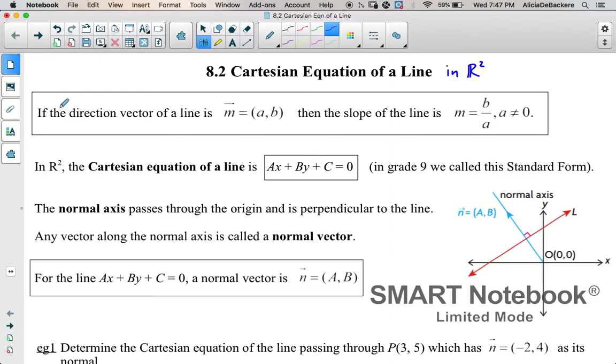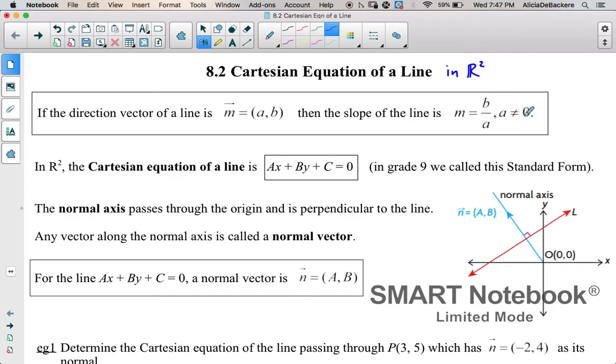So the first thing we're going to talk about is the slope of the line. If I'm given the direction vector, and we talked about direction vectors in 8.1, so if you can't remember that, go back and take a look at that lesson. If the direction vector of a line is m, where m is equal to the coordinates a comma b, then the slope of that line is going to be m is equal to b over a. And you may have noticed that in lesson 8.1.